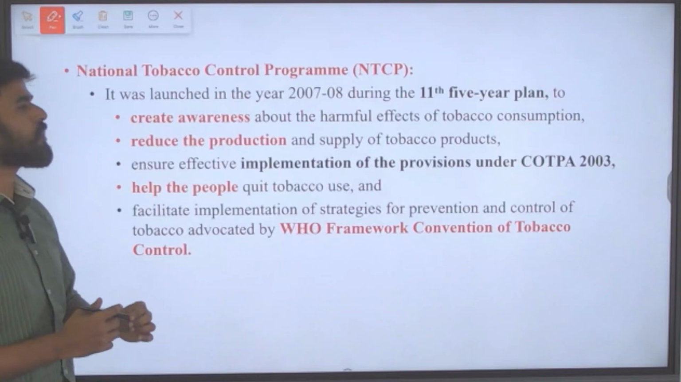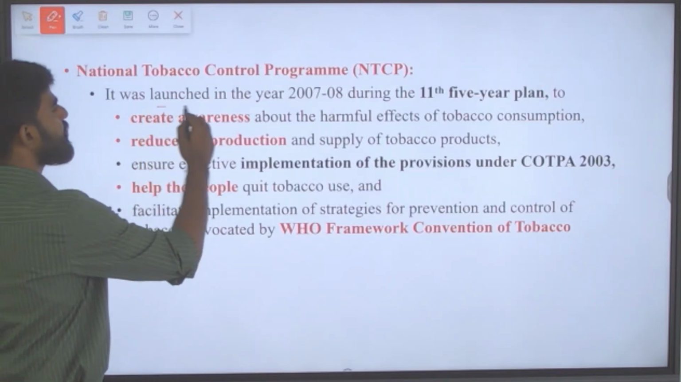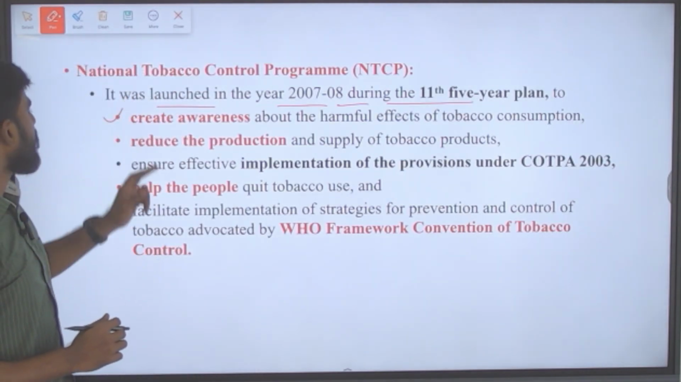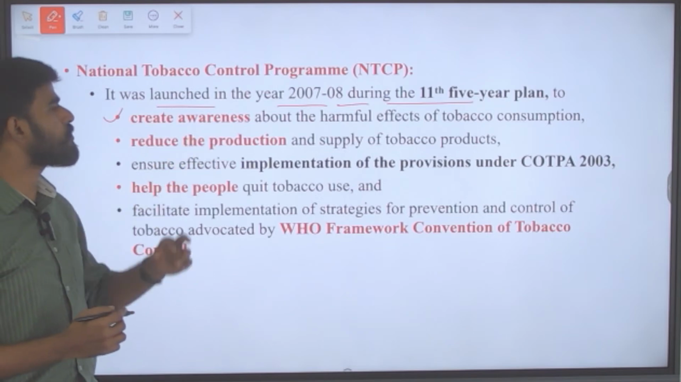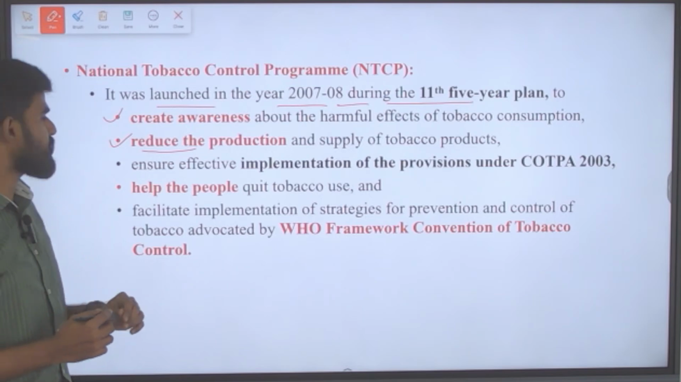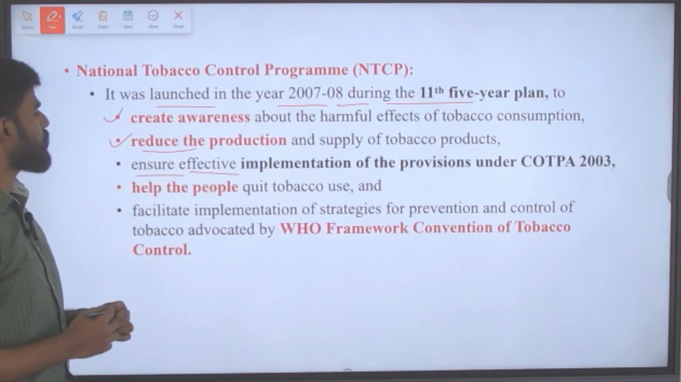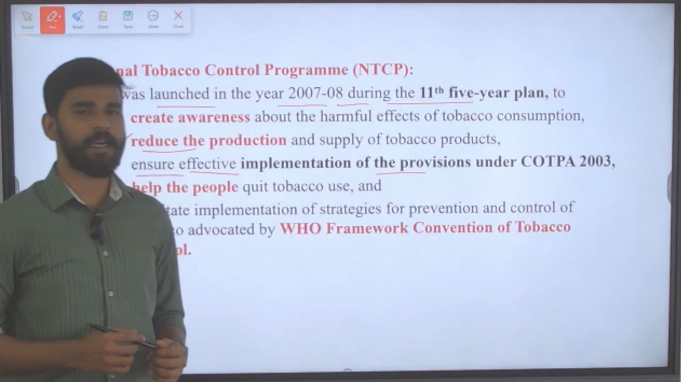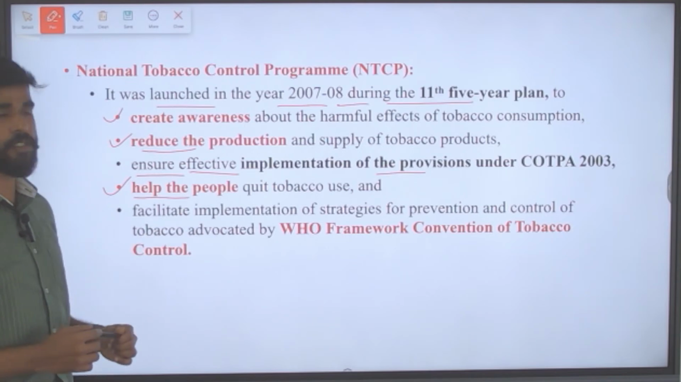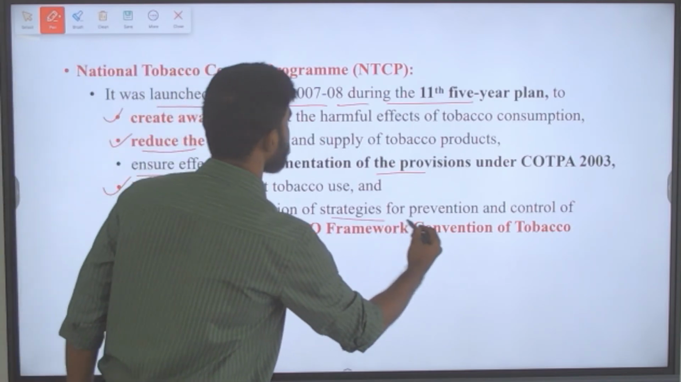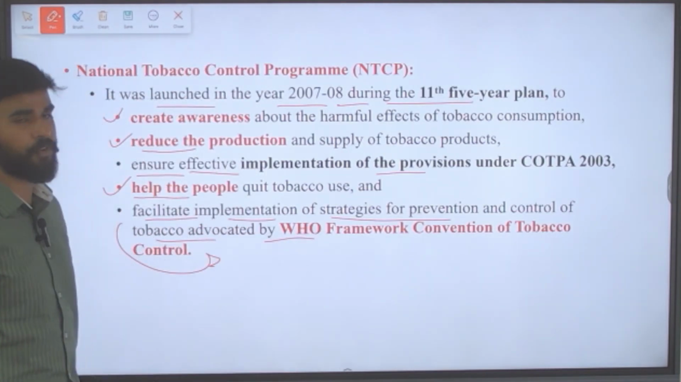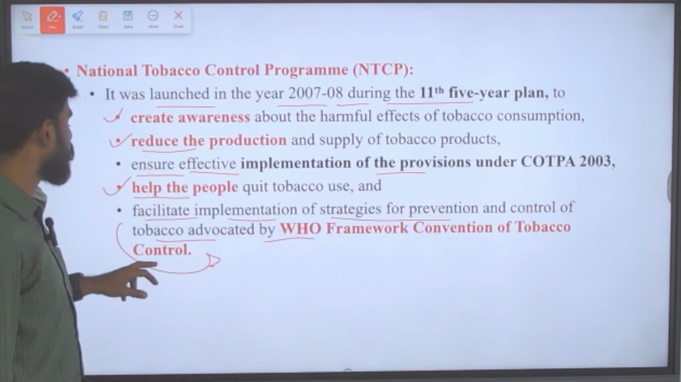Next is the National Tobacco Control Program. This was launched in the year 2007-8 during the 11th five-year plan period. Why was this launched? It was launched to create awareness about the harmful effects of tobacco consumption and to reduce the production and supply of tobacco products. Moreover, it was also launched to ensure effective implementation of provisions under the COTPA Act, which we saw in the previous slide, and also to help people quit tobacco use and facilitate implementation of strategies for prevention and control of tobacco, which was advocated by WHO's Framework Convention on Tobacco Control.